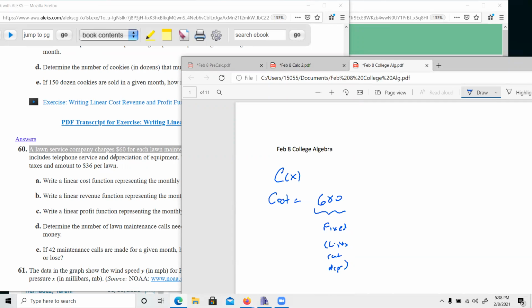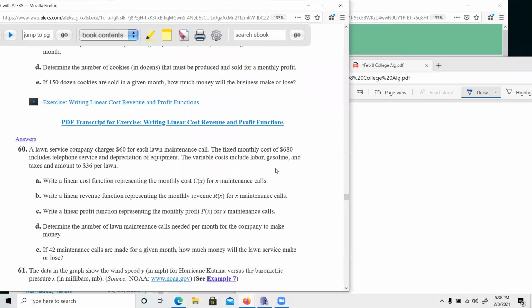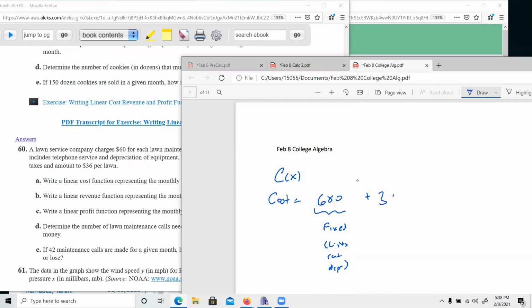All of that stuff. And then the variable costs, labor, gasoline, and taxes, is $36 per lawn, plus 36 per lawn, times the number of lawns. What do you want to let the number of lawns be? L? X? N? I think L makes the most sense. So L is equal to the number of lawns.